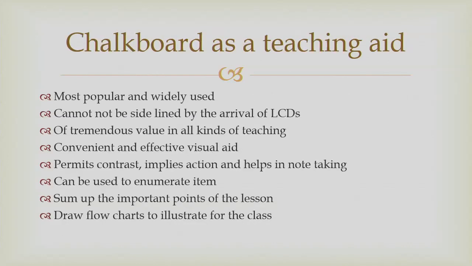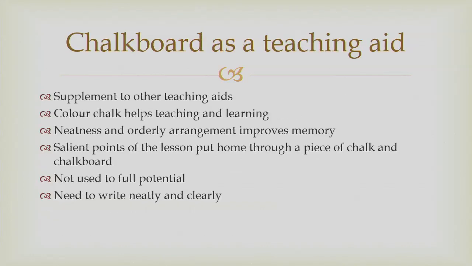The chalkboard. This is very important. It's more widely used, and we know that there are a lot of other teaching aids that we have, but the chalkboard is still relevant. There are a number of things that we can do with it. It permits contrast, can be used to enumerate items, and sum up the important points of the lesson. You can also draw flowcharts to illustrate. In most cases, we find that the chalkboard is not used to full potential, and also we need to write neatly and clearly on the chalkboard.